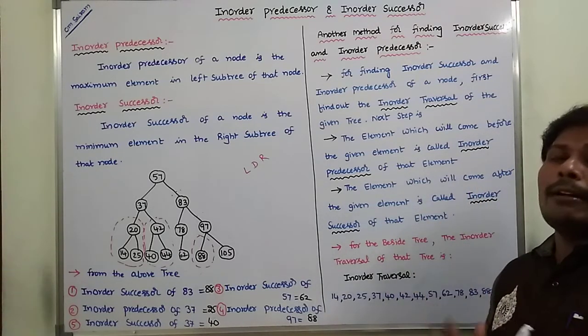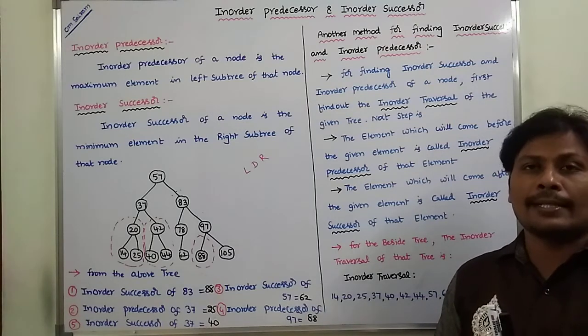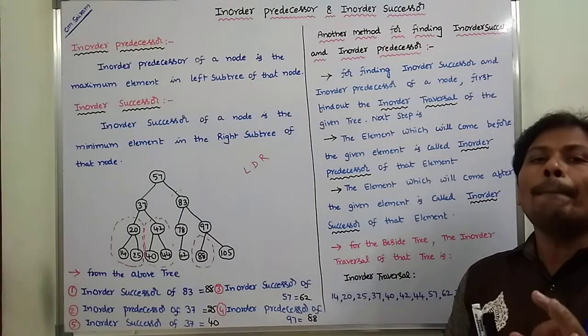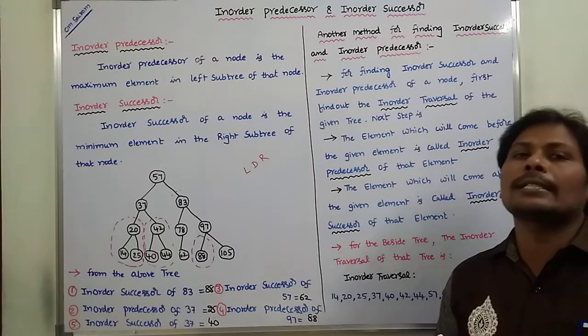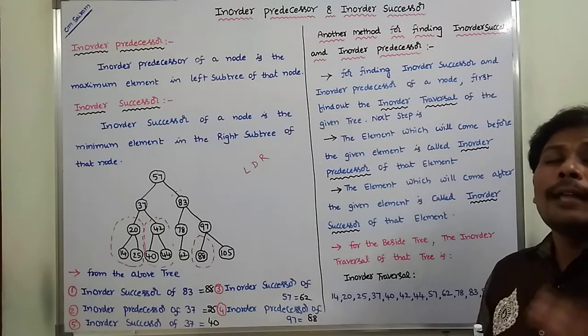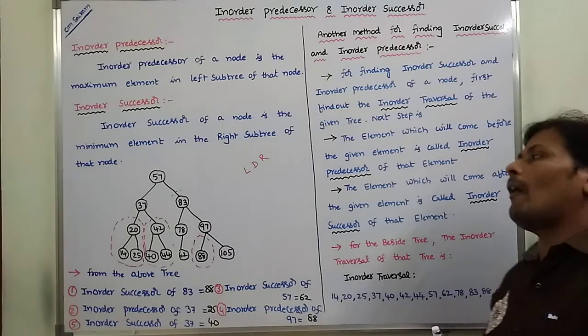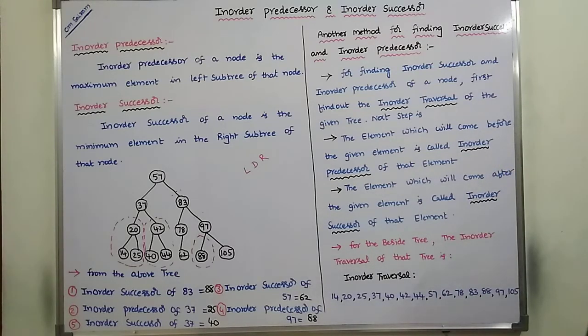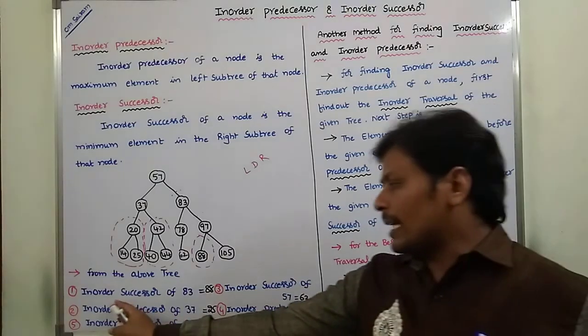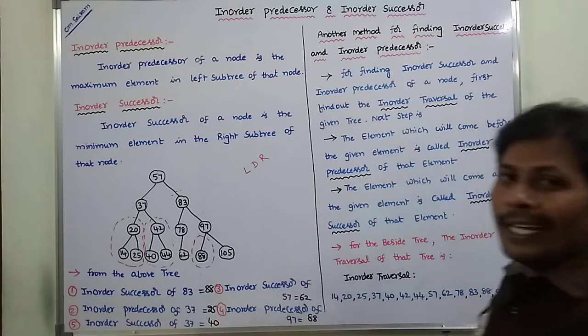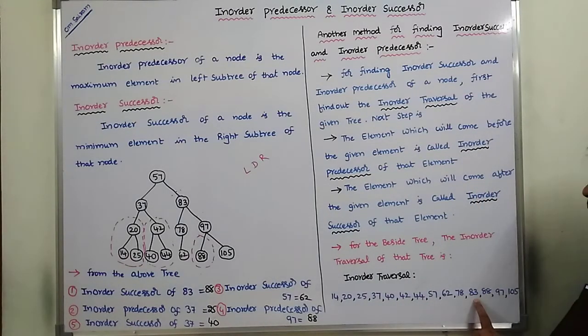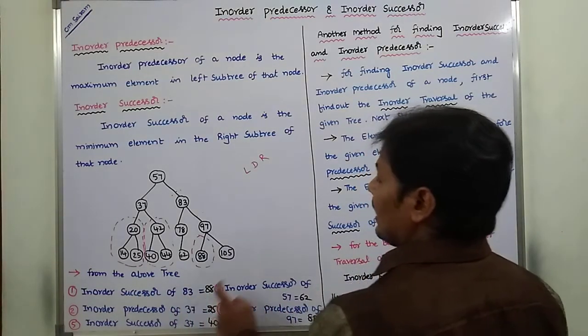Next, what is inorder predecessor and what is inorder successor? The element which comes before the given element is called the inorder predecessor. The element which comes after the given element is called the inorder successor. For example, inorder successor of 83. Successor means one step forward, and one step forward is 88. So the inorder successor of 83 is 88.